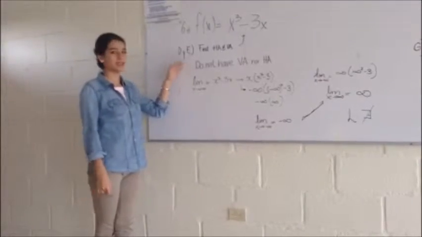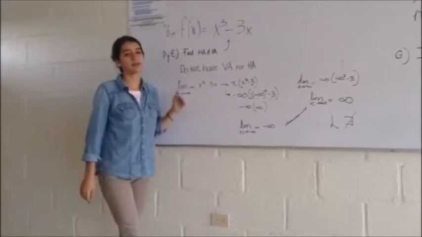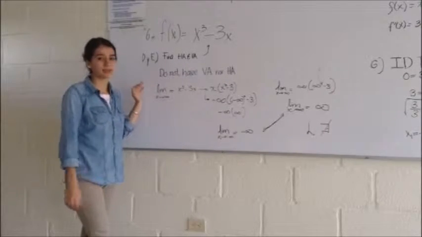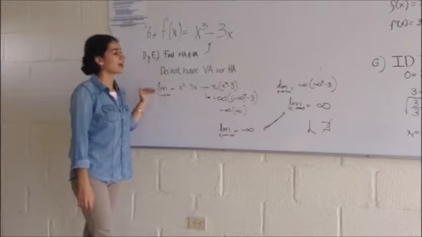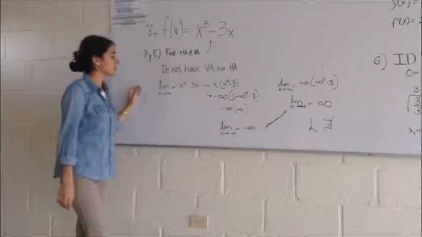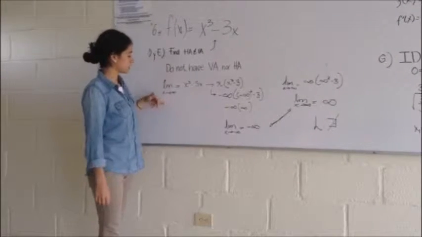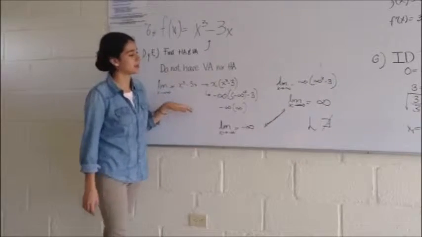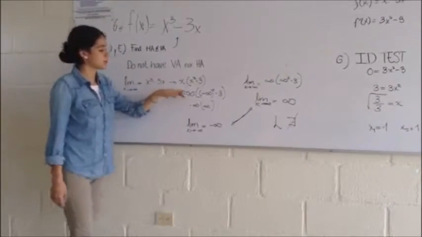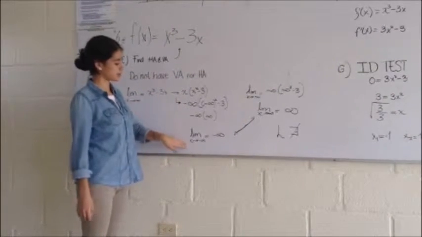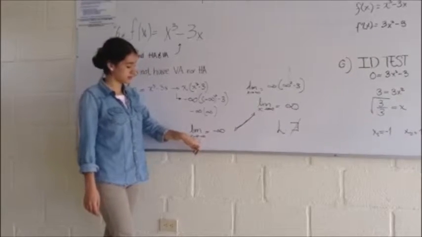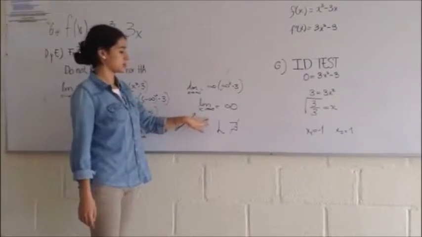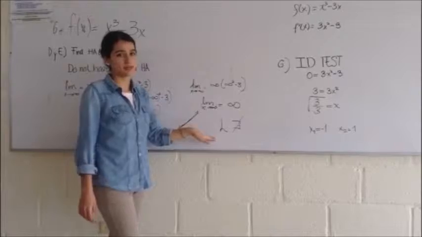To answer points D and E, we have to find the horizontal asymptote and the vertical asymptote of the function. It does not have a vertical asymptote because it's a polynomial function, nor a horizontal asymptote. To prove that, we use the limit as x approaches minus infinity and infinity. We substitute the values, and we obtain that when x approaches minus infinity, the answer is minus infinity, and when x approaches infinity, it is infinity. So the limit doesn't exist.